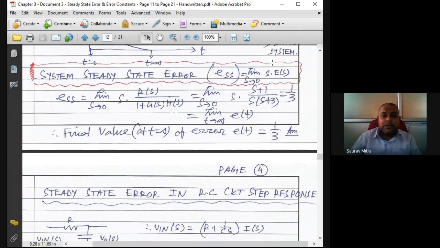Now there are two contradictory things, because we are finding error at t equal to infinity, but here we are working in the Laplace domain. So here we are supposed to use the initial value theorem, final value theorem, and all those things. Here we are actually using the final value theorem.